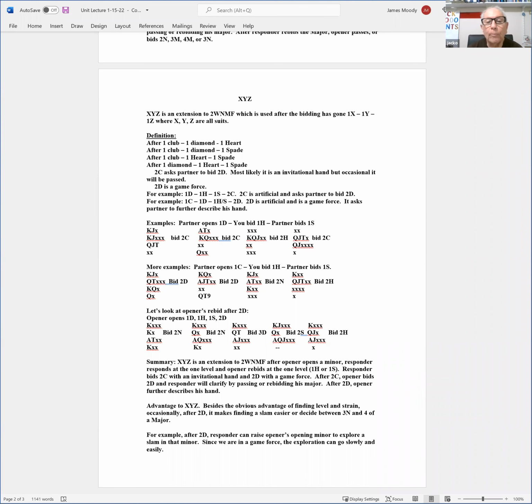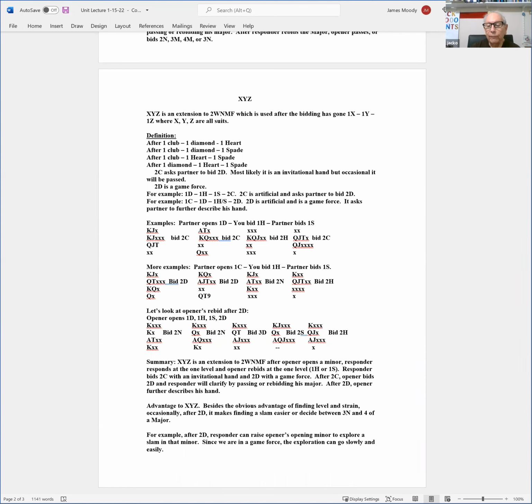You can see the 4 examples: a club, a diamond, a heart; a club, a diamond, a spade; a club, a heart, a spade; a diamond, a heart, a spade. There aren't any other examples where we stay at the 1 level in XYZ. And so, again, as if partner had rebid 1 no trump, 2 clubs asks partner to bid 2 diamonds. Most likely, again, it's an invitational hand, but occasionally it will be passed. That's the way to get to 2 diamonds. And 2 diamonds is a game force.